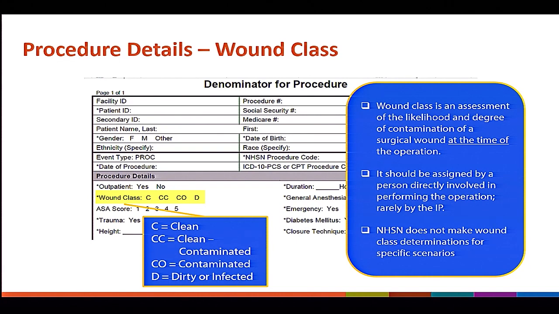I also want to point out that the NHSN wound classification system and the protocol is an adaptation of the American College of Surgeons wound classification system. There are other acceptable wound classification systems out there, so you want to make sure that you know which wound classification system your facility is applying. And what we really stress is that your facility is applying their wound classification system consistently to these surgeries.